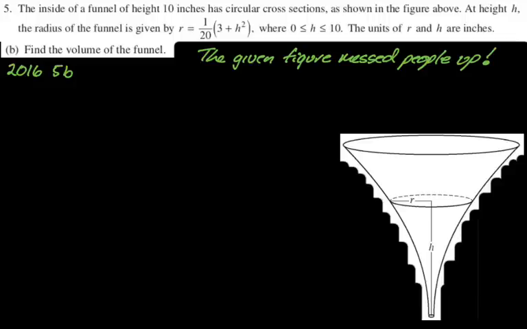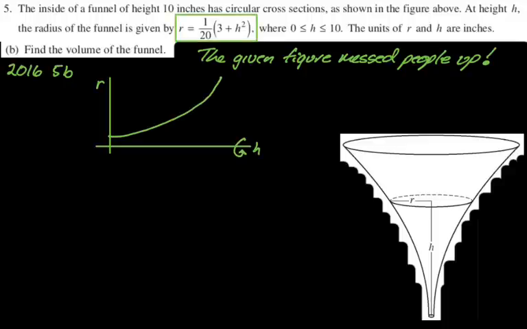I think what happened here is that people looked at the picture and they confused the independent and the dependent, and they thought they had to solve something for something else, and none of that was necessary. What I've done is I look at this and I say that r is a function of h. I sketch this. It doesn't even need to be accurate. I just need to get the idea. So I'm going around the h-axis.